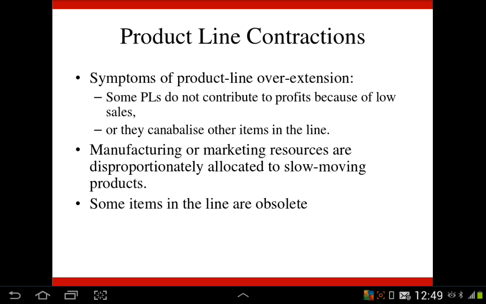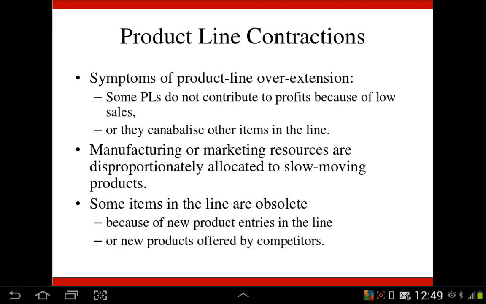And sometimes products just become obsolete, like the typewriter. We don't have it anymore. People just don't use them anymore. So you then have to remove them from your product lines, or from your product mix at least. Also, there may be new entries that make it obsolete, or better products offered by the competition. Alright.